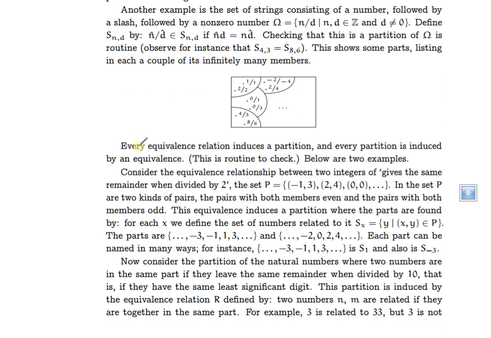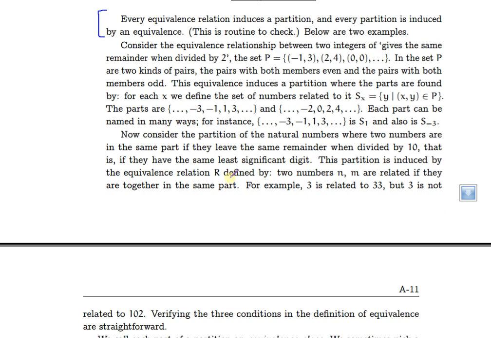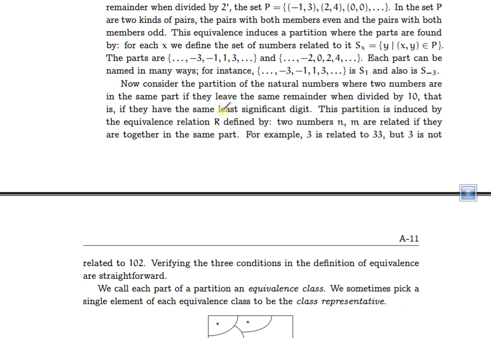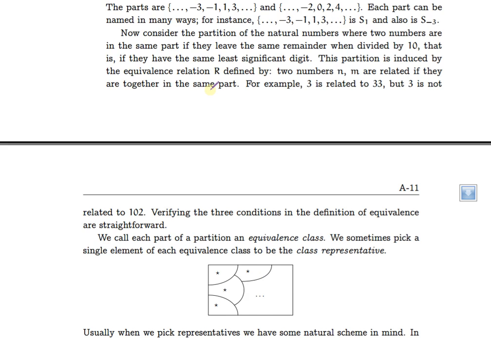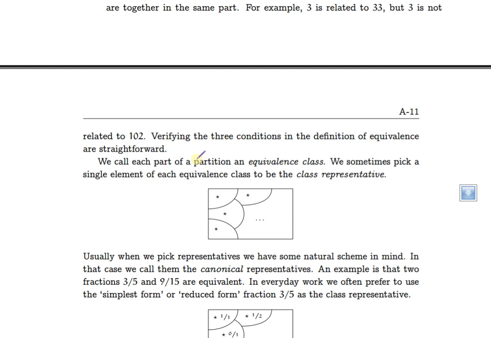Okay. All right, so here he's saying what I indicated before, that every equivalence relation induces a partition, and every partition is induced by an equivalence relation. Okay, and here we have some particular examples. You can read through these examples here. So we call each part of a partition an equivalence class. As I mentioned, we can think of everything in one of these partition sets as equivalent to each other. We sometimes pick a single element of each equivalence class to be a class representative.